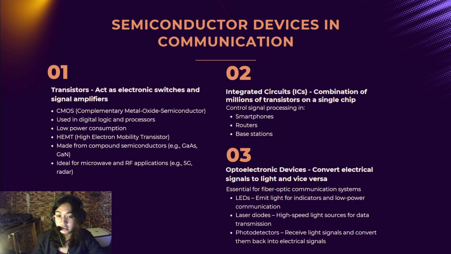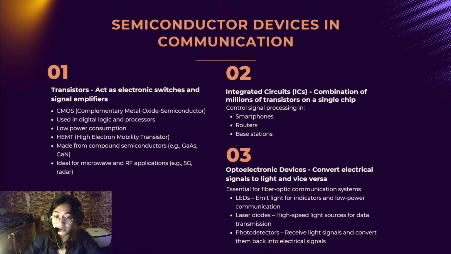Then there's HEMT, or high electron mobility transistor. HEMTs are typically made from compound semiconductors like gallium arsenide or gallium nitride. They operate at higher frequencies and are perfect for microwave and millimeter wave applications, such as those used in 5G base stations, radar systems, and satellite transceivers.